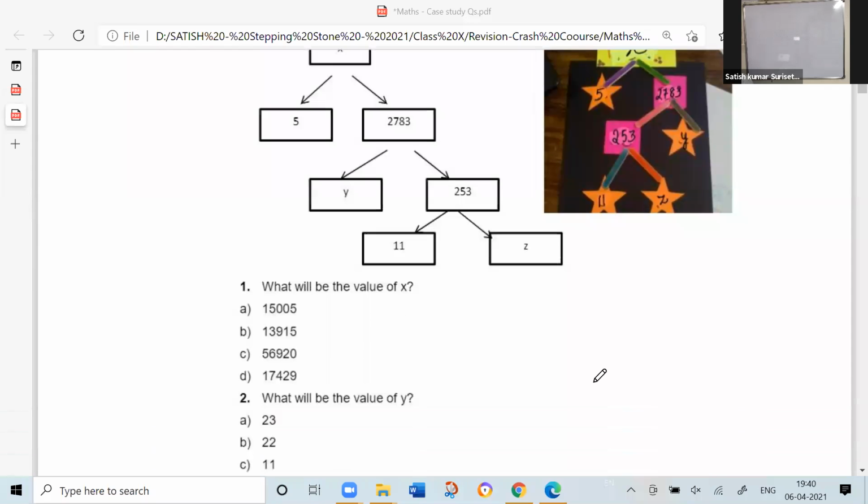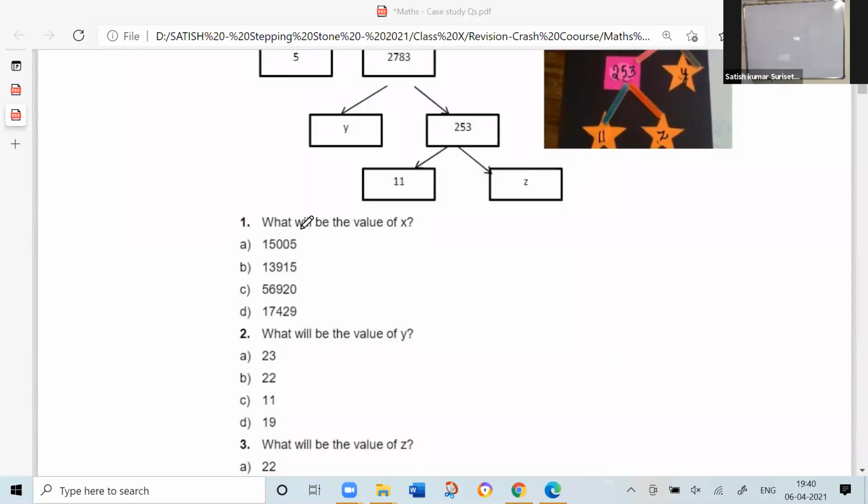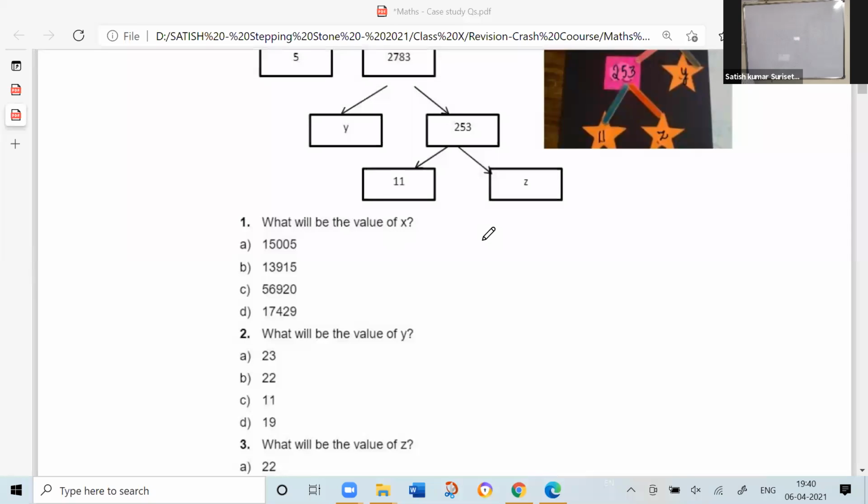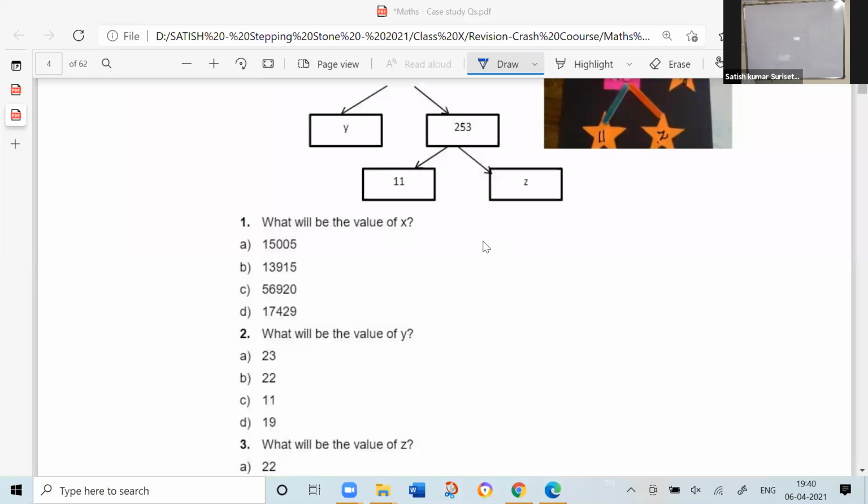Now, check the answer. What will be the value of x? Tell me your answer first. Option B, sir. Option B is 13915. Very good.